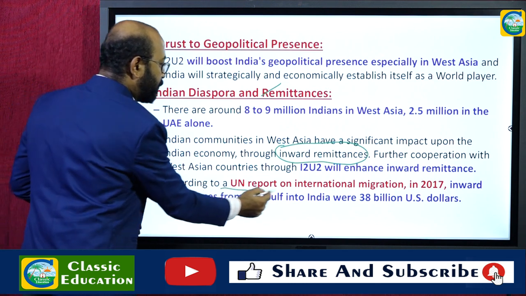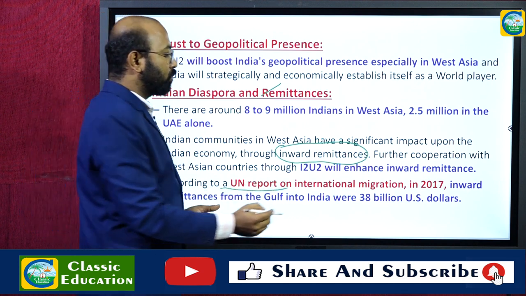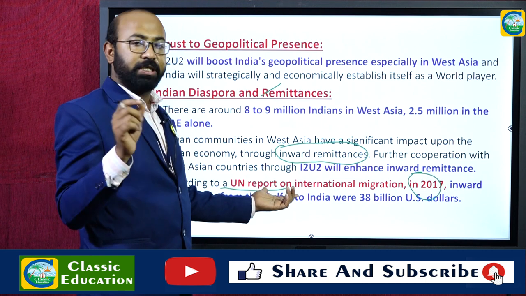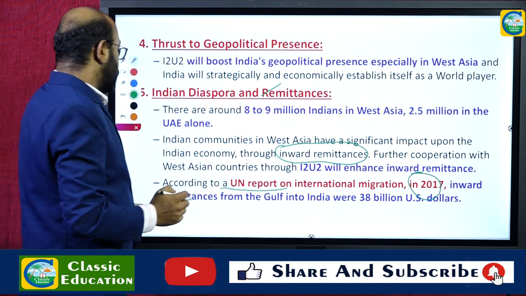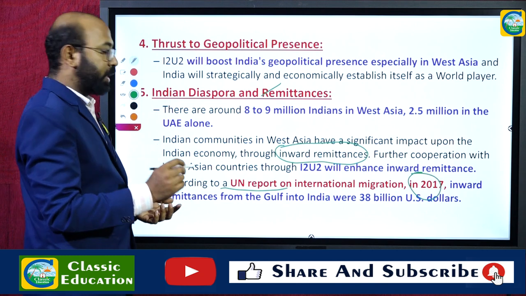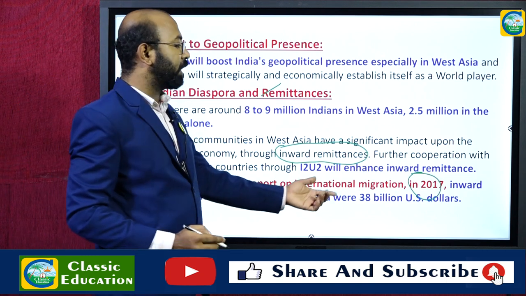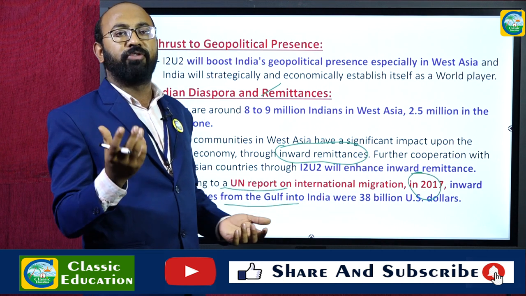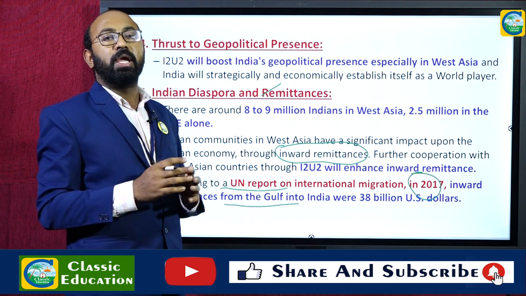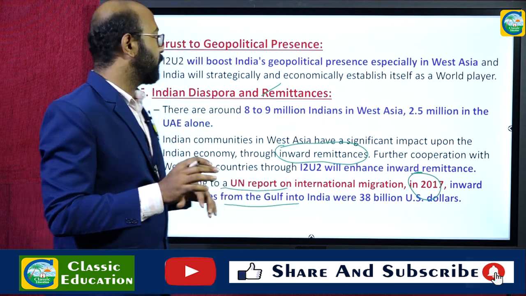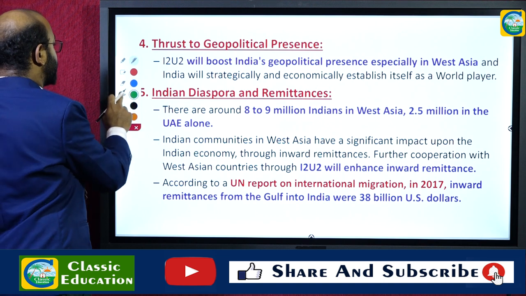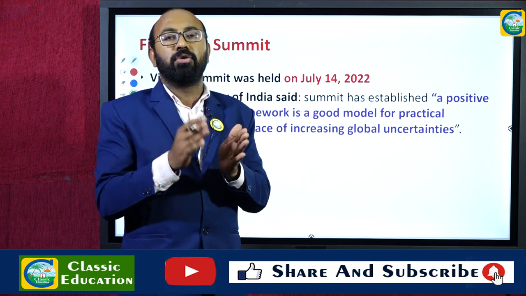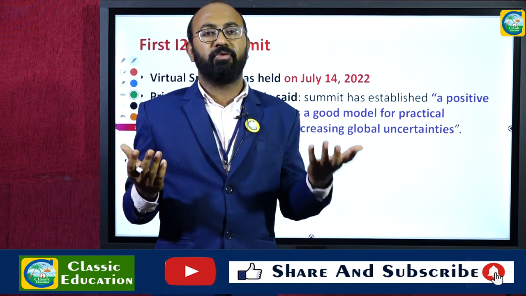According to the United Nations report on international migration, this is the 2017 data. With reference to this data, the inward remittances from the Gulf into India were $38 billion. That means it's a huge amount. The Indian economy is benefiting from such inward remittances from the Indian diaspora living in the Middle East. So again, India has a lot of significance here. This is what the I2U2 will provide India: various advantages.